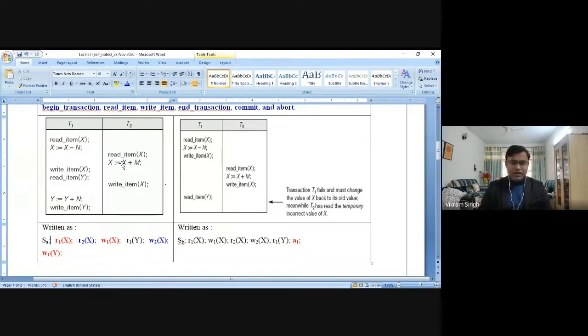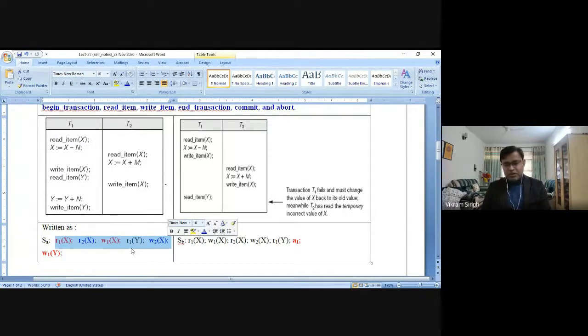Similarly, after R1X, the next operation we receive is the read operation of X by transaction T2, so it is written as R2X. R2X simply indicates that this is the read operation by transaction T2. So you can see these operations indicate a kind of chronology of how they appear within a schedule by different transactions.